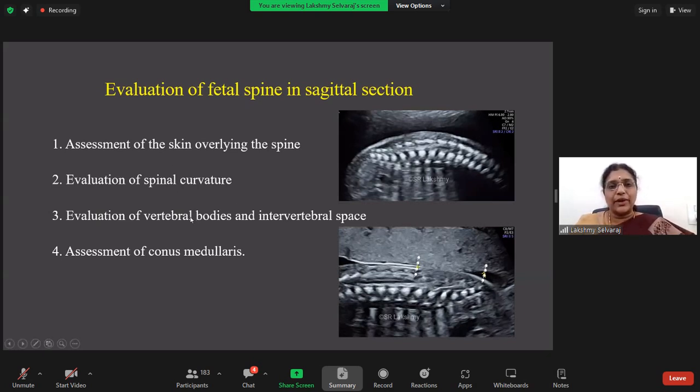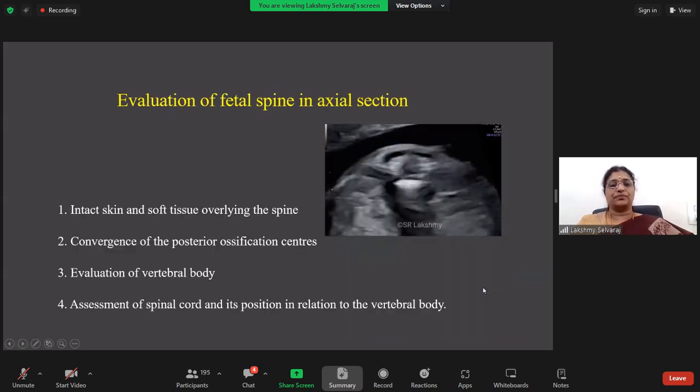The four steps in evaluating the fetal spine in sagittal section would be assessment of skin overlying the spine, evaluation of the spinal curvature, evaluation of the vertebral bodies and intervertebral disc space, and assessment of the conus medullaris. How do we look at the conus? Is through proper mid-sagittal section. So here what we see is the skin line, the ossification centers, the posterior ossification centers, and these are the anterior ossification centers. When you pass the beam through the posterior ossification centers, then you will hit at the conus. And this is how we evaluate the conus in the sagittal section.